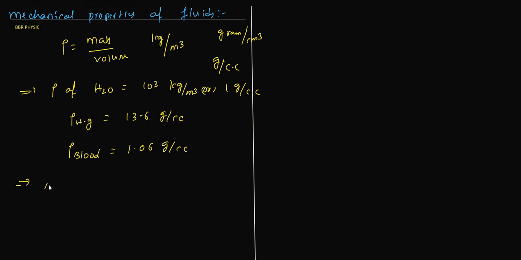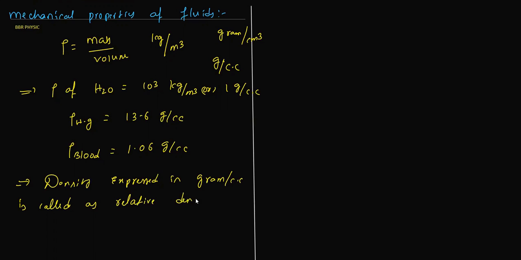The density expressed in gram per cc, that means in CGS units, is called relative density or specific density of the water. They will mention it in the question. That is also in CGS unit like that. So, specific density.